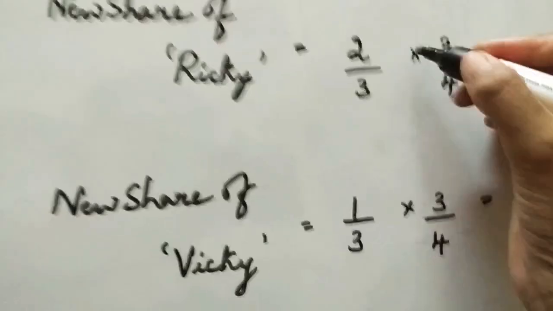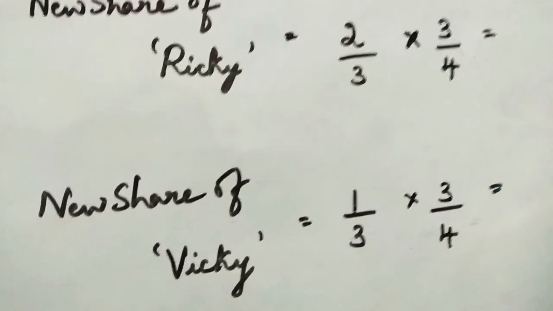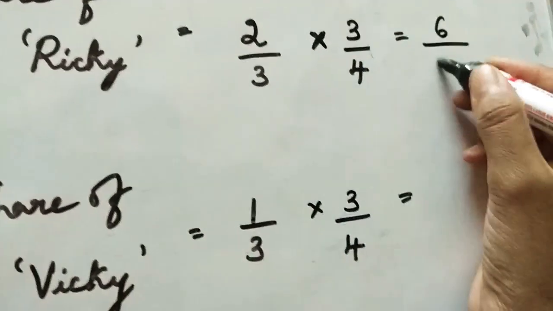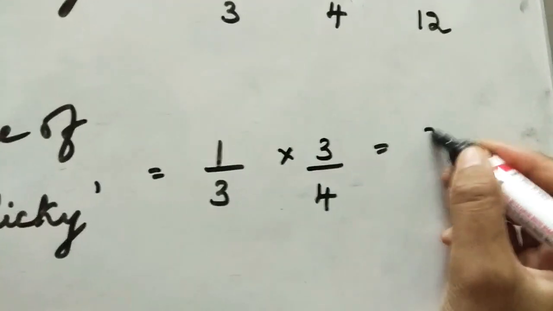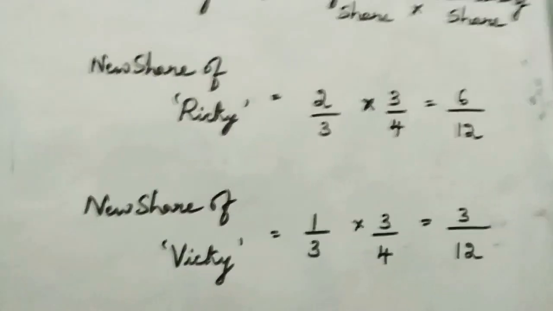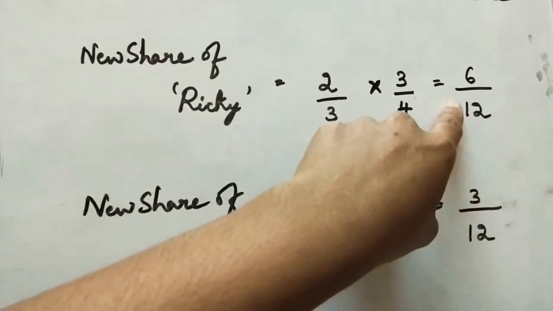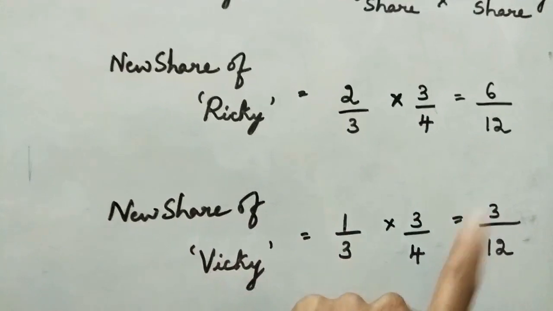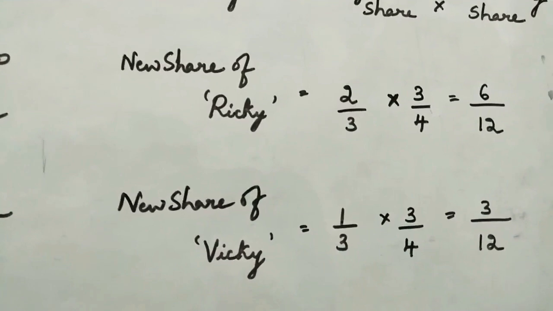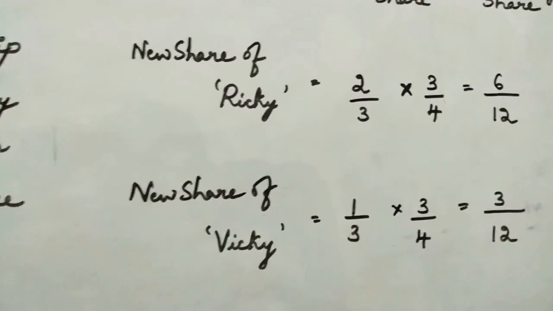Now as there is a product symbol, always we have to go for the direct calculation. So now let us go for the calculation. The 3s are 6, 3 4s are 12, 3 1s are 3, 3 4s are 12. And just observe, we get the new share of Ricky and Vicky as 6/12 and 3/12. So this step we have completed, which is required for the calculation of sacrifice ratio.